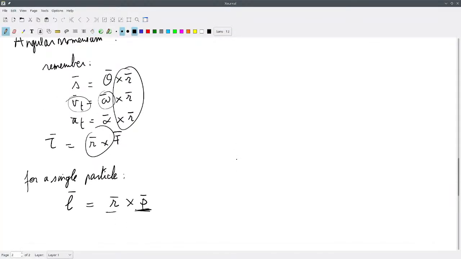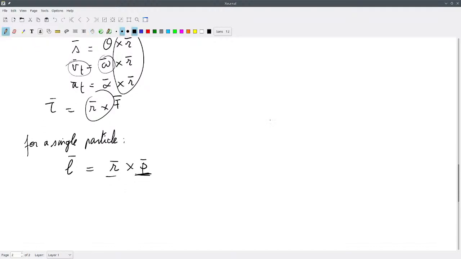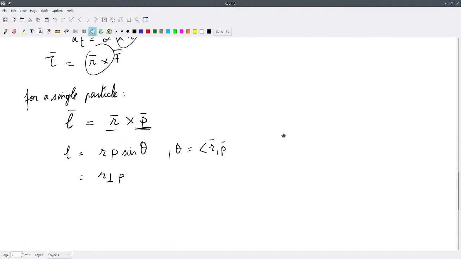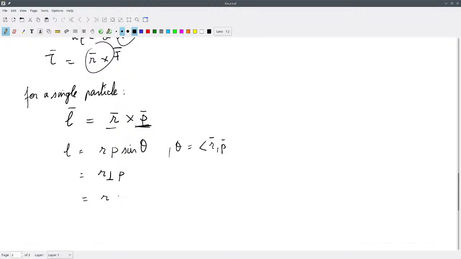Since it is a vector product here, a cross product, the magnitude will be r times p times sine theta, where theta is the angle between r and p, right? We can also write this as r perpendicular times p, or we can write it as r times p perpendicular. So think back on our discussion of torque.